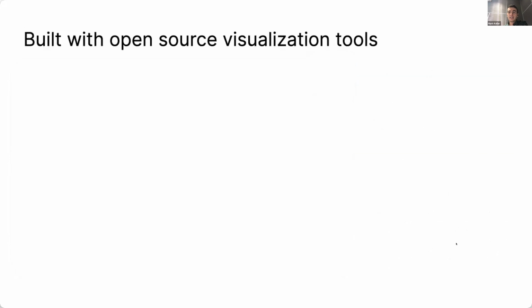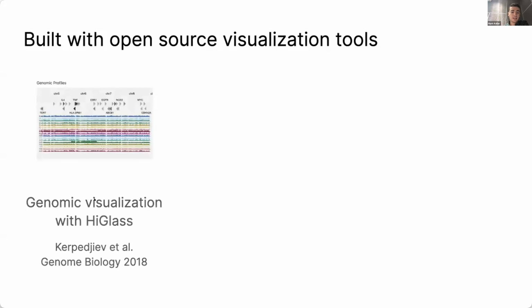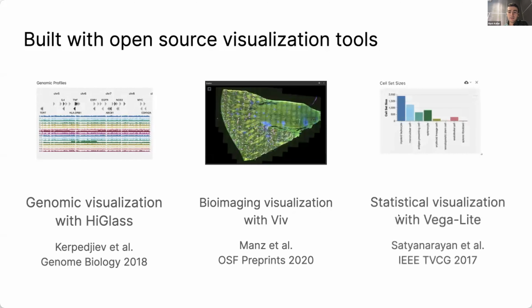We built Vitessce with custom visualization components, but where we can, we leverage existing open source visual libraries. This includes deck.gl for visualization, Viv for loading and rendering 2D and 3D imaging data, and Vega-Lite for statistical plots such as bar charts and violin plots.